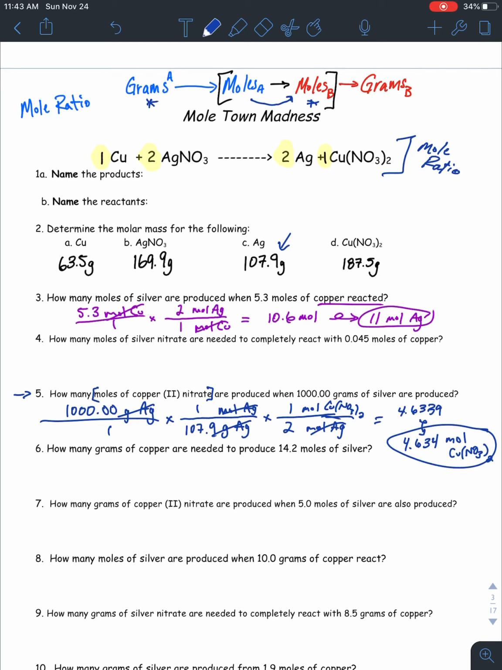When we do this again, we just have to remember that the difference between this and our mole conversions is that here we're going through a mole ratio, which allows us to go from one substance to another given a balanced chemical reaction.